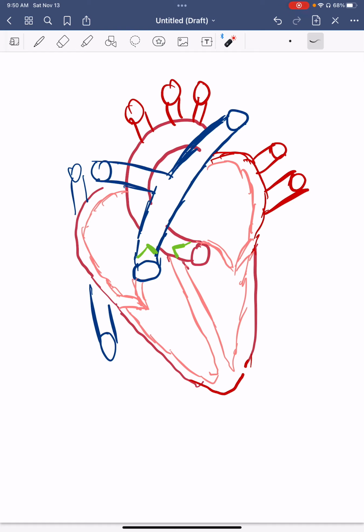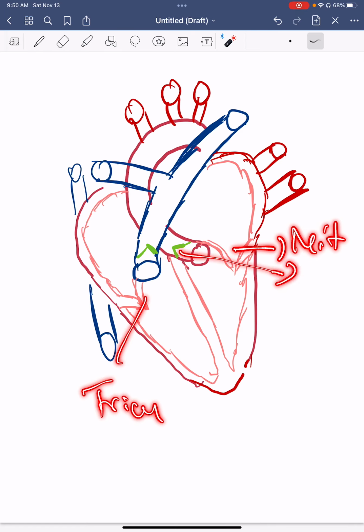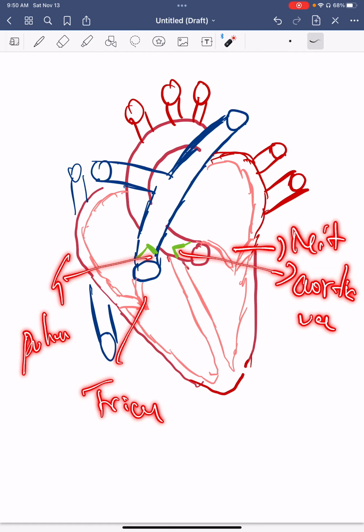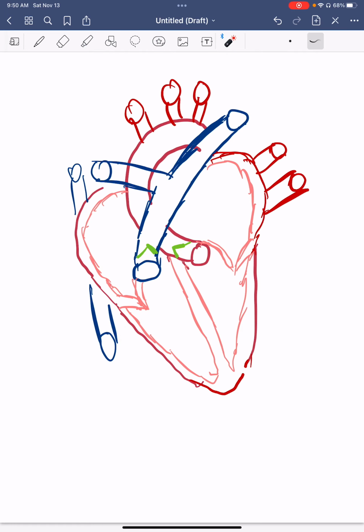And here we have the mitral valve. This is our tricuspid valve, this is our aortic valve, and this is our pulmonary valve. So there are four valves, which prevent the blood from regurgitating into the chambers.